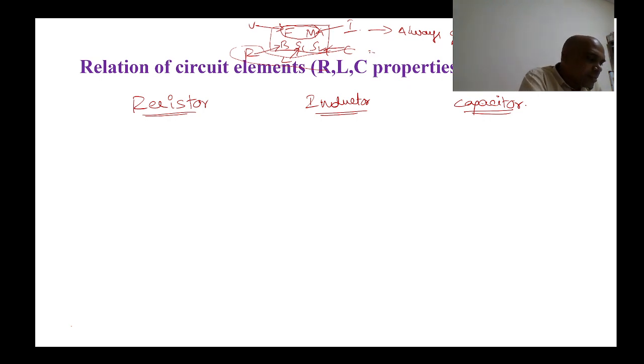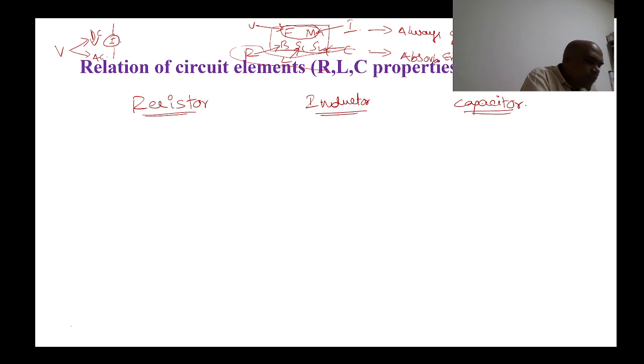But coming to RLC components, these absorb energy from outside. They always absorb the energy from the outside, meaning the source. Here resistor, inductor, capacitor. Here voltage, which may be DC or AC.